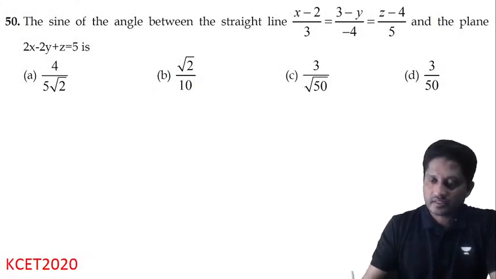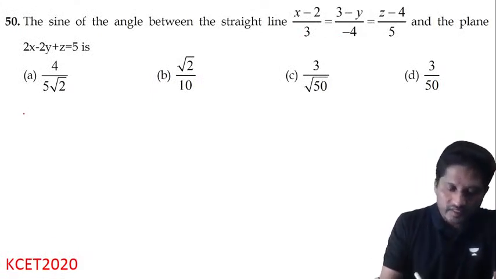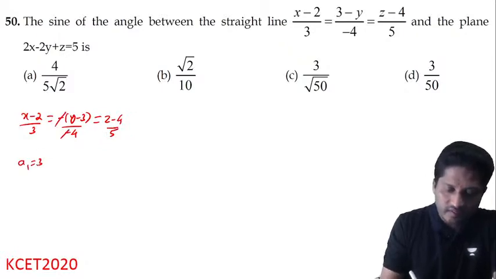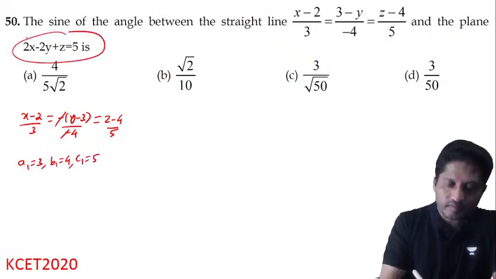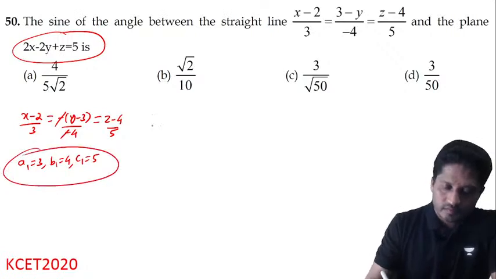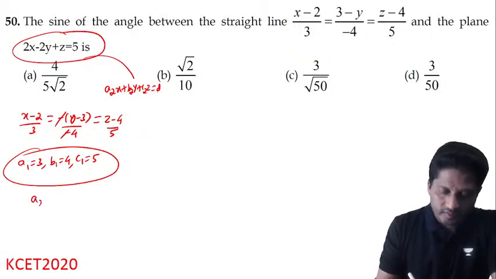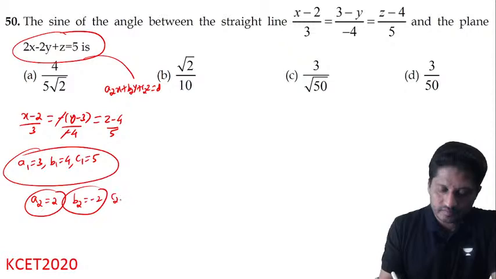Sine of the angle between the lines. So this line is not in standard form. I will write this as x minus 2 upon 3 is equal to, in the numerator, if I take minus common, y minus 3 by minus 4 is equal to z minus 4 by 5. So cancel this minus. So the drs of this line is 3, 4 and 5. And drs normal to the plane: this is of the form a2x plus b2y plus c2z is equal to d. A2 is equal to 2, b2 is equal to minus 2, c2 is equal to 1.